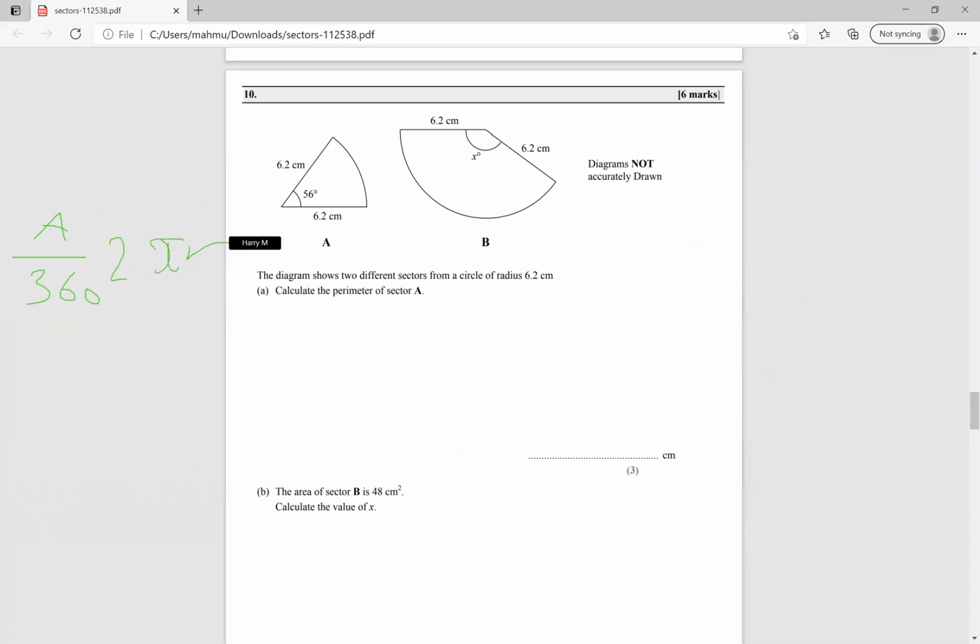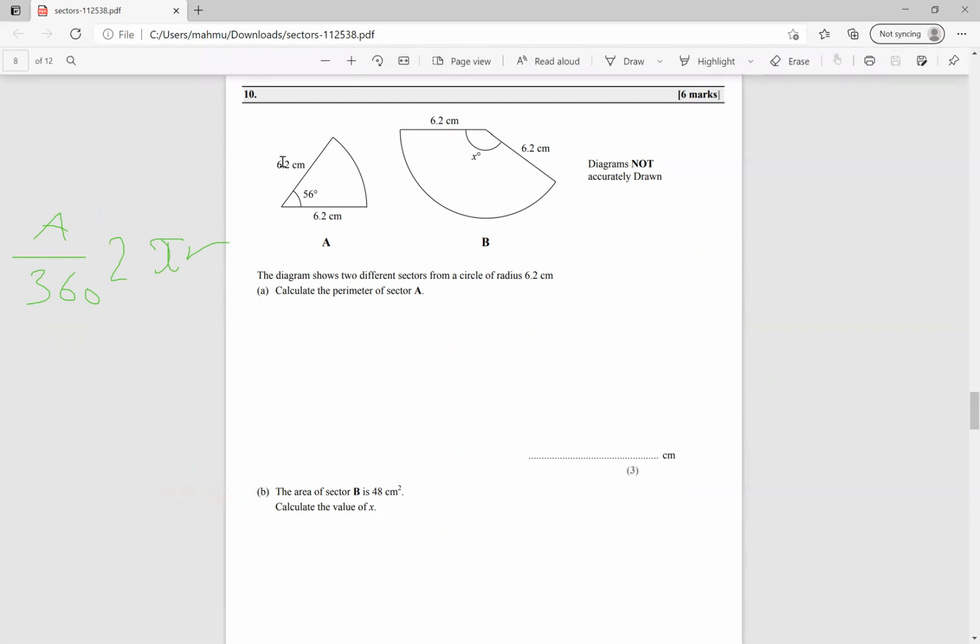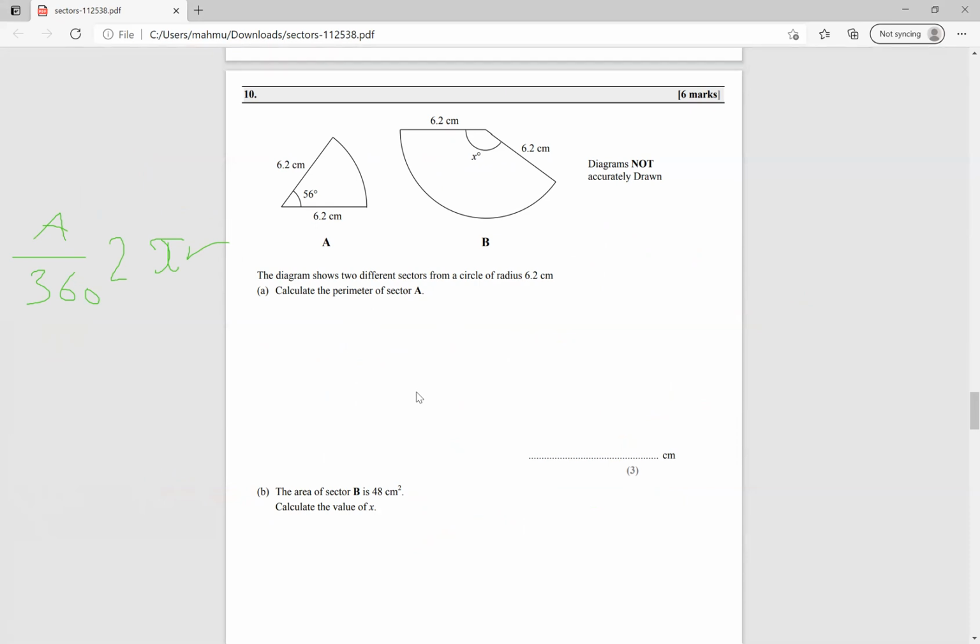And then you do plus 2 times the radius. So that will give you the arc. Then to find the perimeter, the answer for the arc plus 6.2 plus 6.2. So go on, you do it. So then I have to do 56 over 360 times 2 times pi. Yeah, so 56 over 360, times 2 times pi.